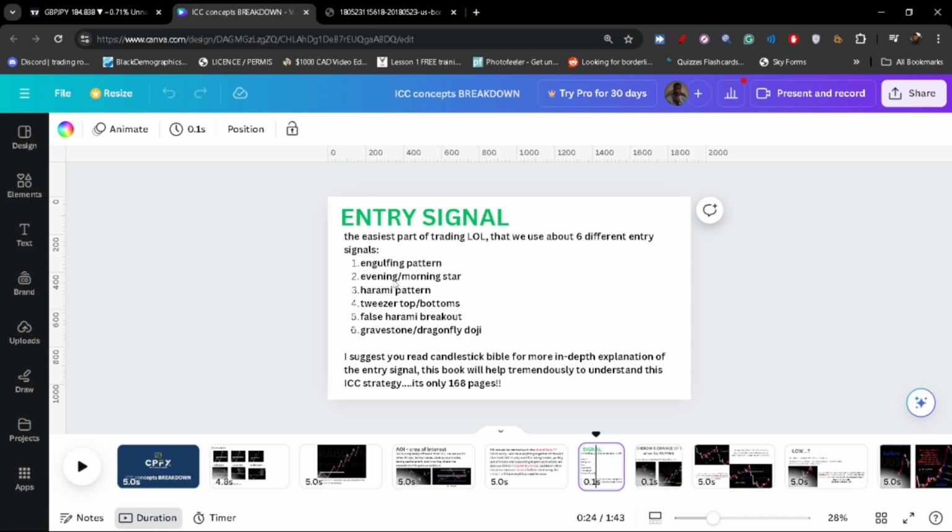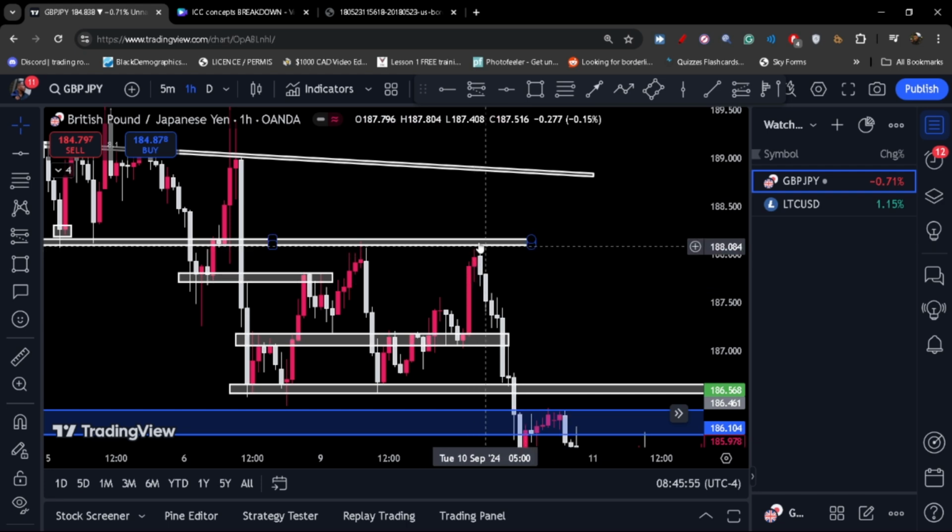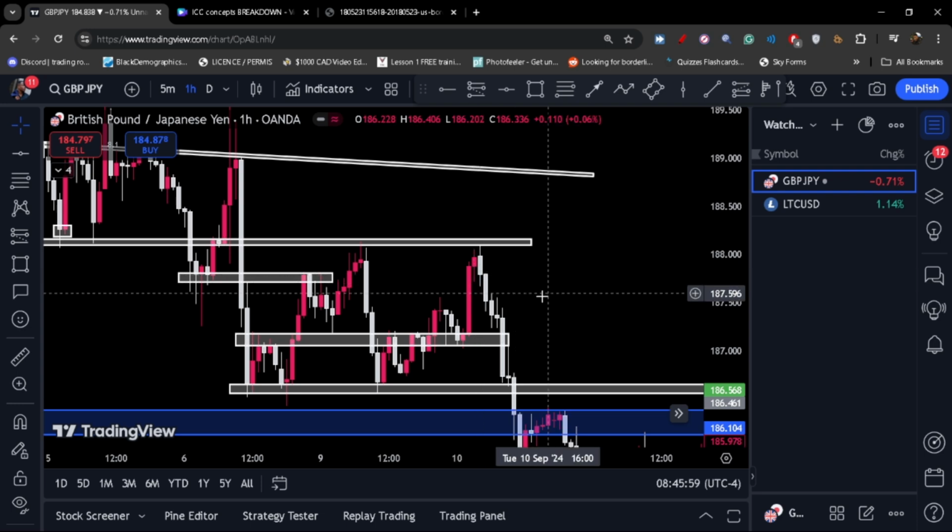So engulfing pattern, evening star, morning star, the Harami pattern, and things like that, right? If you do want to know more about the entry signal, then I do suggest you read this book called The Candlestick Trading Bible. It's literally only 168 pages. But the point is this, guys: when price reaches your area of interest, you wait for a 1 hour signal and then take your trade, right?